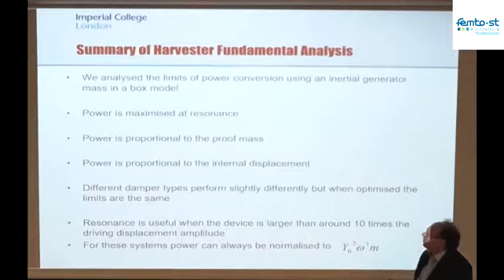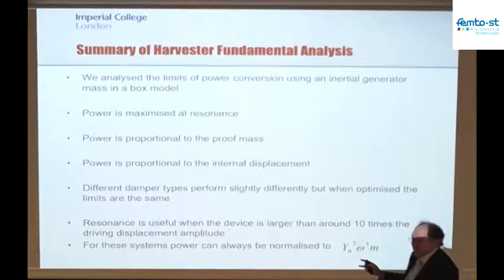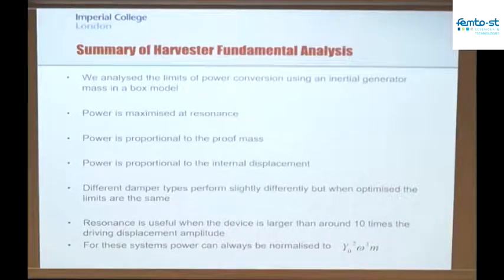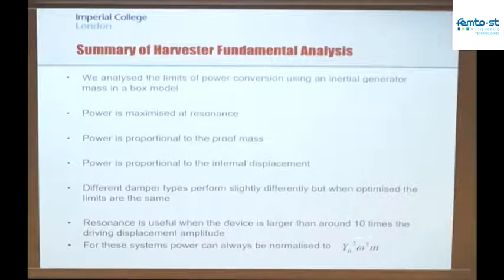In order to do that, we broke it down into several different types of energy harvesting device, resonant versus non-resonant, and we looked at the fact that we have linear or non-linear damping. That allowed us to generate a whole bunch of equations and to plot the relative performance of those devices. We saw that we got very good advantage from having resonance when the device is larger than about 10 times the driving displacement amplitude. If the device is significantly bigger than the amplitude that is driving it, then you get this resonant gain.